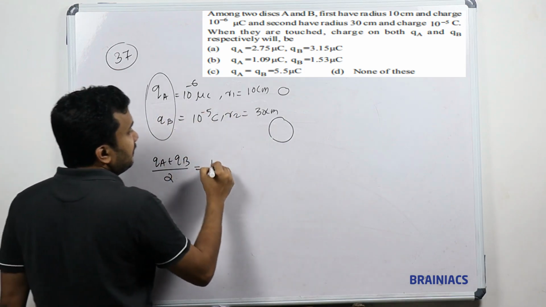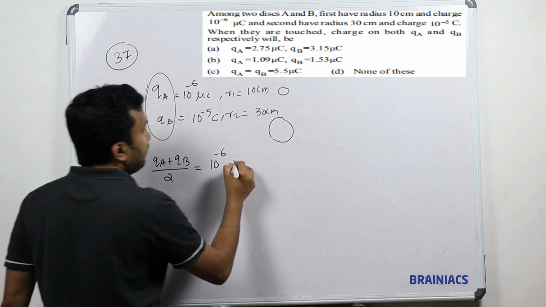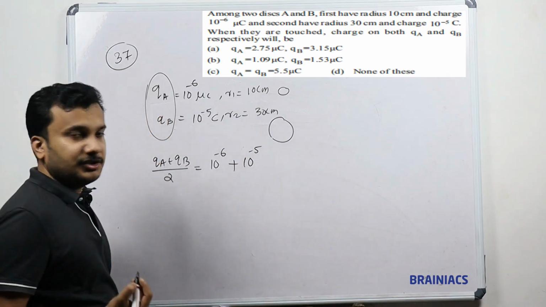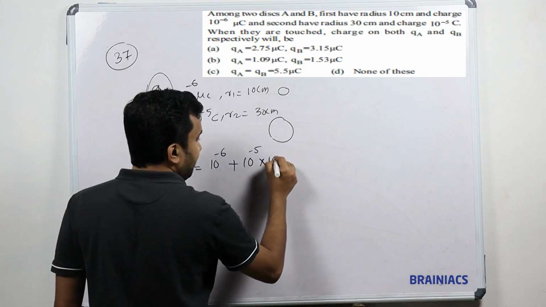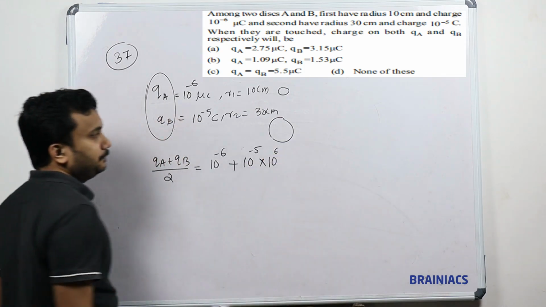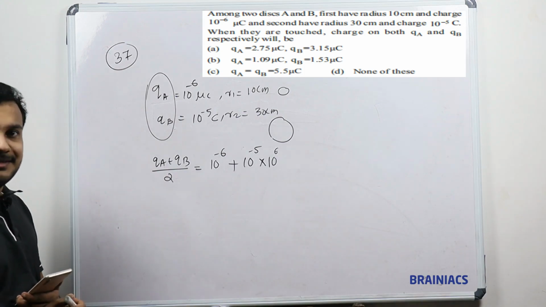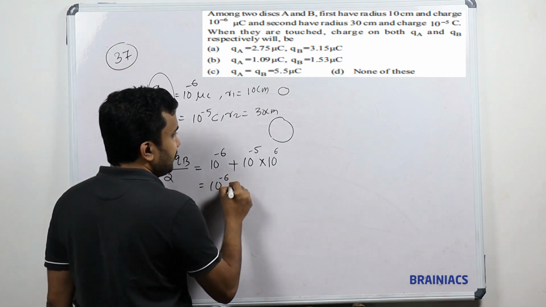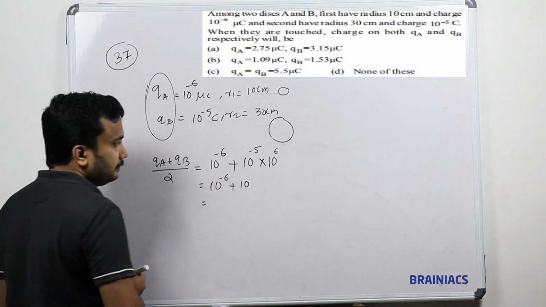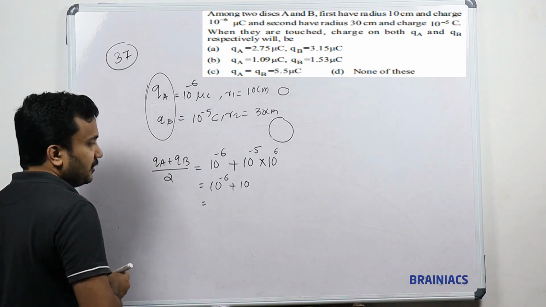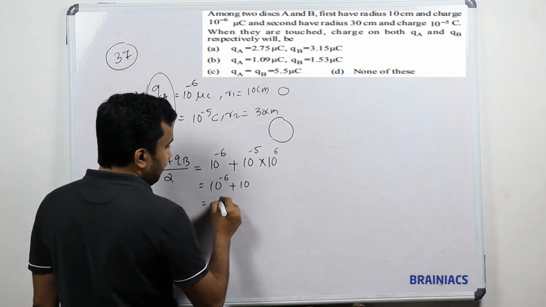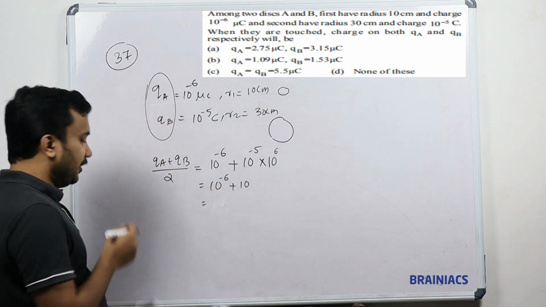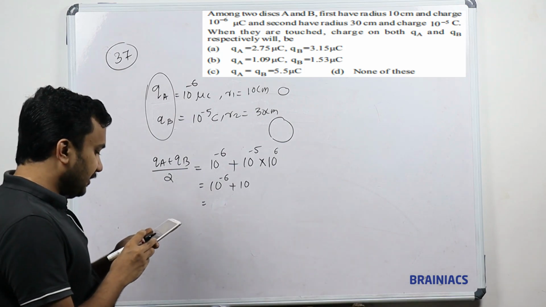So we'll do one thing. This 10 power minus 6 we take in microcoulomb, and 10 power minus 5 is in coulomb. How to convert this into microcoulomb? If you multiply it with 10 power 6, then it is converted into microcoulomb. So we have to solve this one. Okay, so 10 power 10 plus 10 power 0.1 means it's comparatively very less, right?